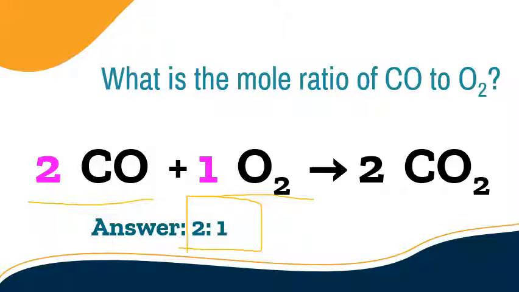Therefore, the numbers that we need are the coefficients in front of carbon monoxide, the 2, and the invisible 1 in front of the dioxygen. That becomes a ratio of 2 to 1.